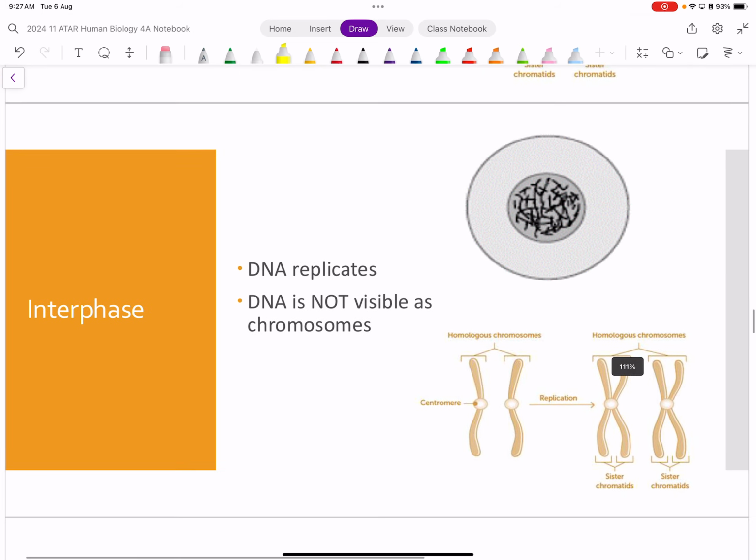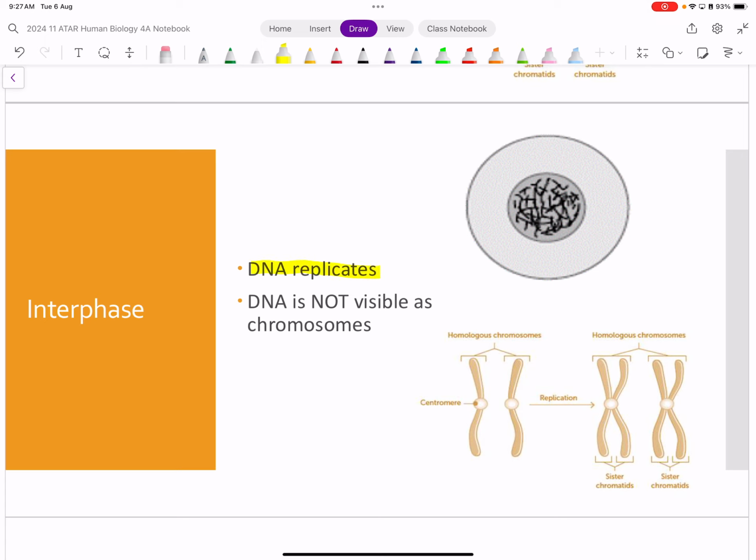Scrolling down, this is our cell in interphase. So if you're following along in your booklet, I'd probably jump to page 9 now. This image up the top here that I'm circling, this is the one from your booklet, and you might like to write next to yours that this is a cell in interphase. During interphase, we have the following.